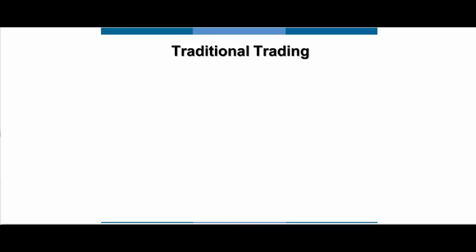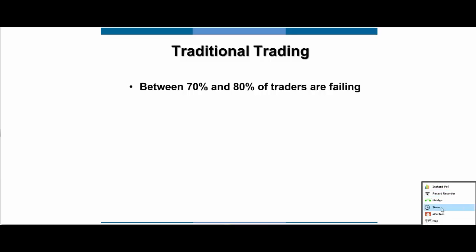So in traditional trading, you've got to remember 70 to 80% of traders are failing. And we've got to ask why. Why are traders failing? There's many answers. One of the big ones is that traders don't do enough on their mental strength in trading. And secondly, traders choose the wrong time frames. But that is a whole other conversation. And if any of you come into the Hawkeye rooms, you'll hear me talking about that later.